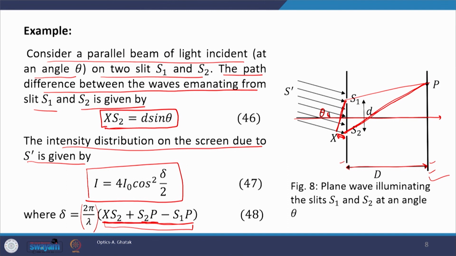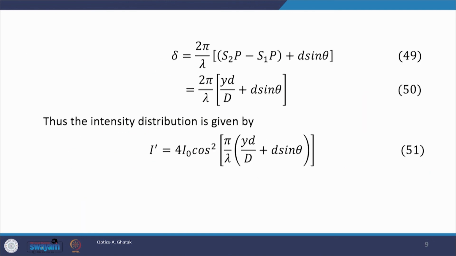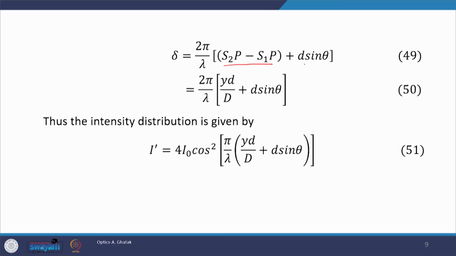Therefore, to calculate the final path difference, we have to sum these two quantities. What are these two quantities? The first is xS2, the extra path which the light ray travels when it reaches S2, and then S2P. Equation 48 gives us the phase difference. Let us substitute: the phase difference delta is equal to 2 pi by lambda times (S2P minus S1P), plus the expression for xS2, which is d sin theta.